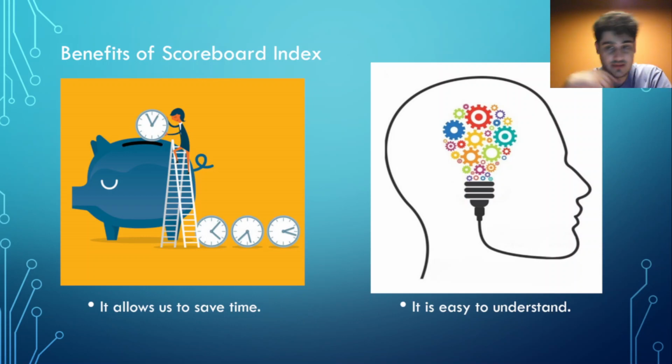It's easy to understand areas that need improvement when you look at the scoreboard index, and you can understand the areas that are currently successful when you look at it easily because it's a practical visual representation.